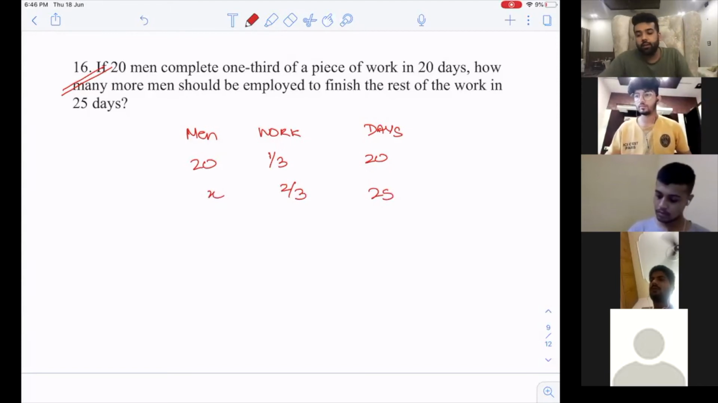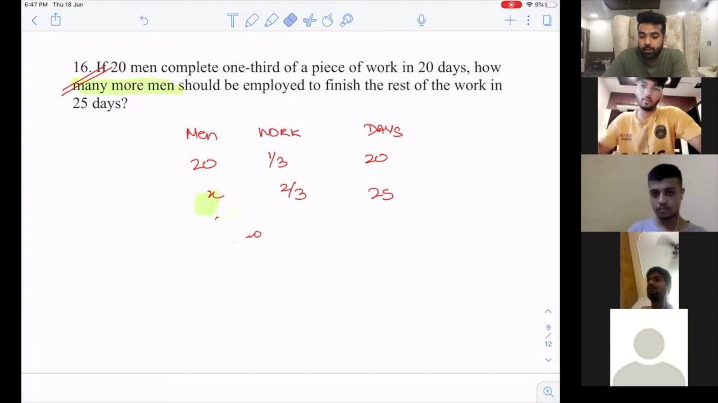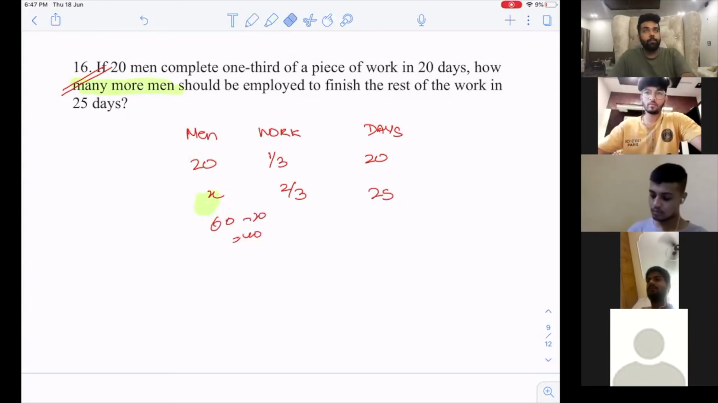More men. Please make sure that whatever answer you get, you subtract it by 20 because he's asking how many more men. Clear or not? Suppose the amount that comes out is 60. If it is 60, how many more men will be required? 40. Clear or not? Because it asks how many more men. Try it out.